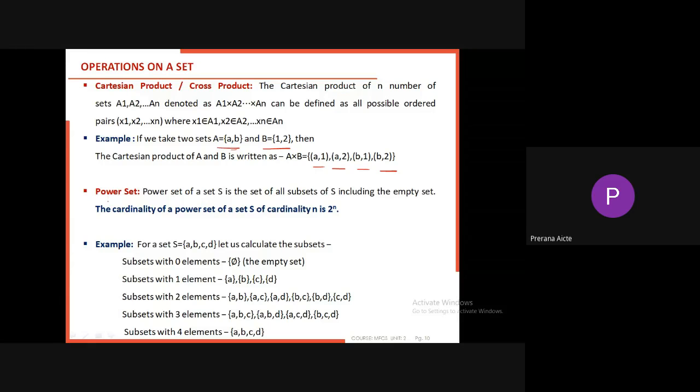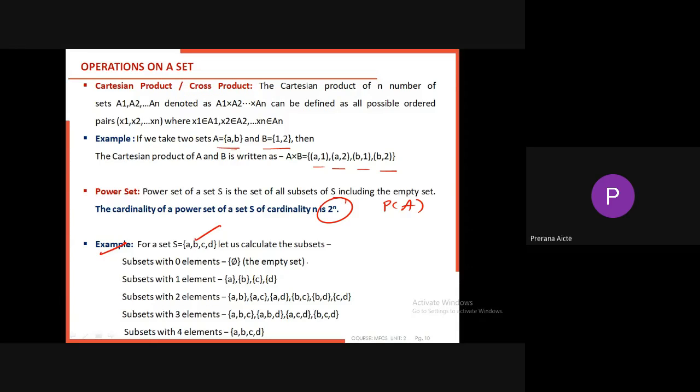Next one, power set. The set of all subsets of the given set is represented as the power set, and it is normally denoted by P of A. For any given set, the power set will contain 2 to the power of n elements. Let us see this example. Let S be equal to {a, b, c, d}. We have the elements like this. Now we can write all possible subsets.